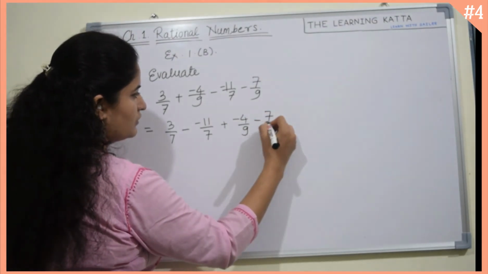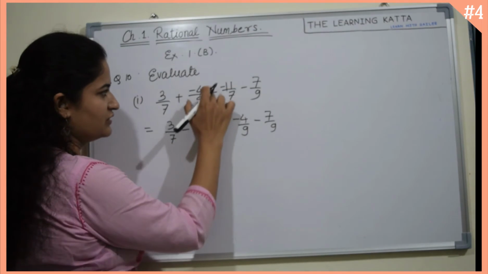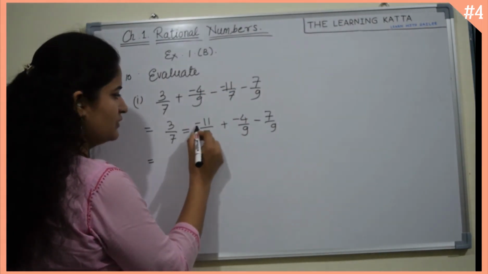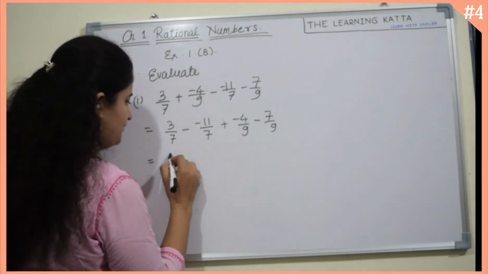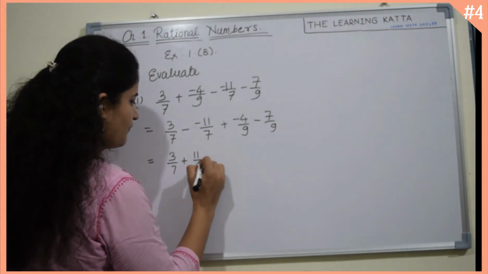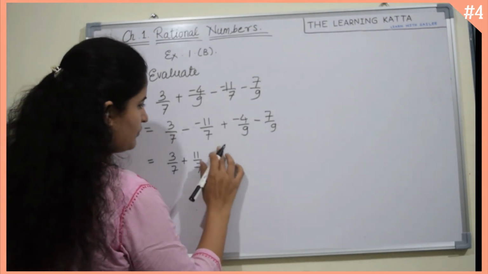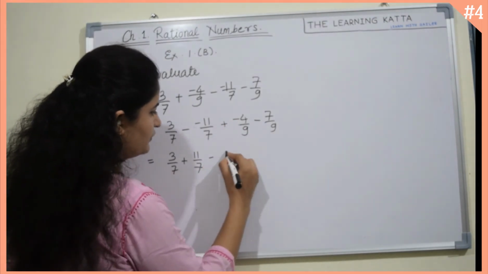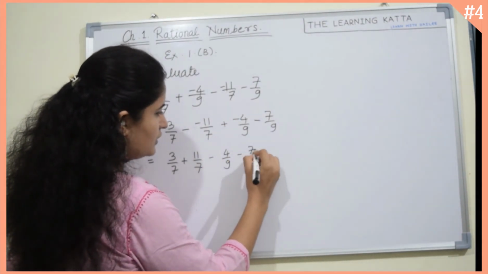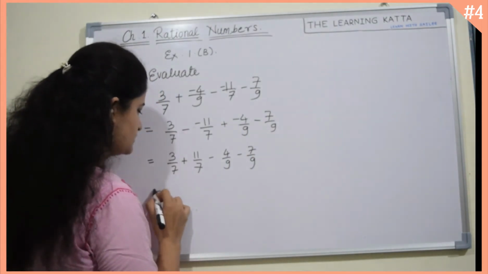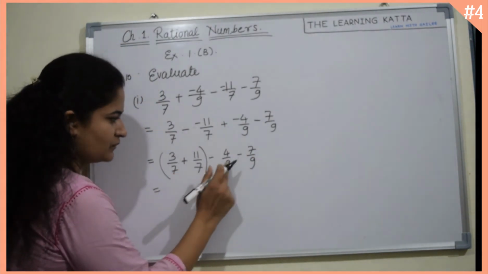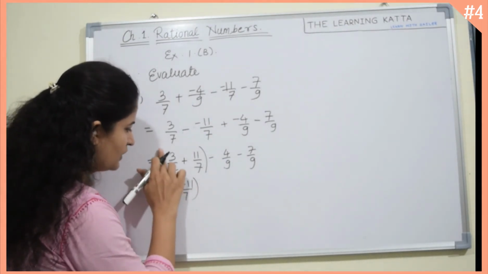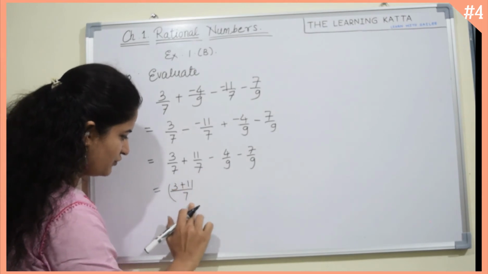Now whenever you are making some changes, always carry the sign with that particular number. Don't forget to carry the signs. Now this minus and this minus, it will become plus. Now this plus and this minus will become minus. So it becomes minus 4 by 9 minus 7 by 9. This will remain as it is. So let's first add these two and then these two. So it becomes 3 plus 11 upon 7. There's no need to put it in brackets. I just gave it for your understanding.